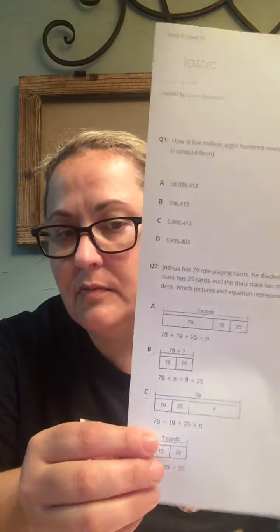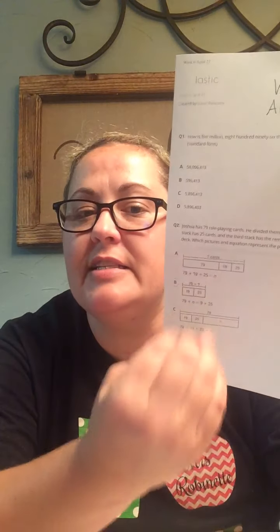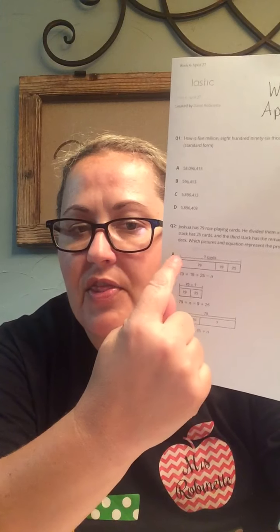Question number 2 is one of those that you've got to read, and you've got to decide where the question mark is. For example, it says that he has 79 playing cards. So it tells you how much he has in all. And then he's going to put them in 3 stacks. So the distance across the top is the total, and all these little blocks down below add up to whatever this total is. When you read it, look through there and see which one you can put back together to equal this 79 cards.